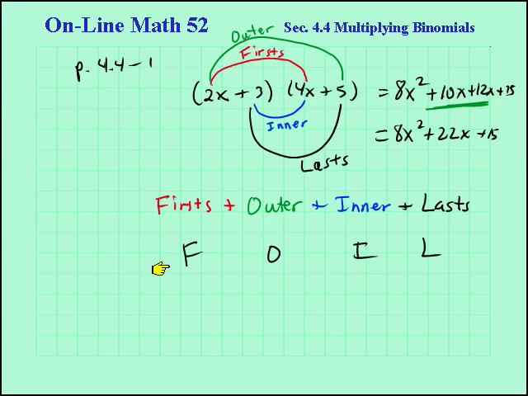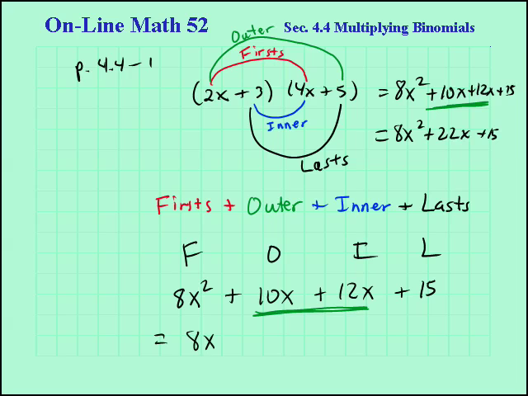Down here they'd show up with firsts being 8x squared again. The outer being 10x. Oh, positive 10x, excuse me. The inner being a positive 12x, and the last being a positive 15. Sometimes, as we had noted already, we can combine these terms. Sometimes we can't. But in this case we can, and we would get it down to 3 terms here: plus 22x plus 15. Same thing we got over here.